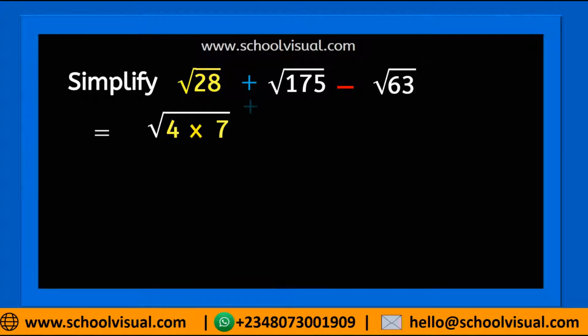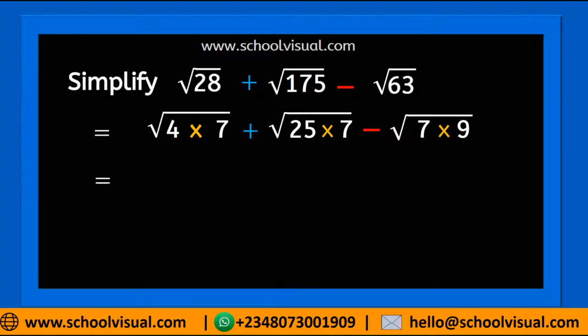Now, write down your plus. What are the two numbers I need to multiply that will give me 175? The two numbers are, I write my roots, 25 times 7. I write my minus sign. What are the two numbers I need to multiply to give me 63? The two numbers are what? 7 times 9. Do you understand?